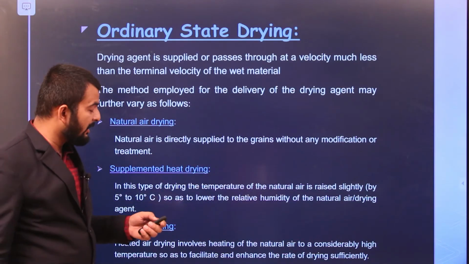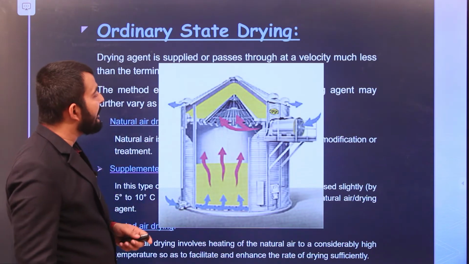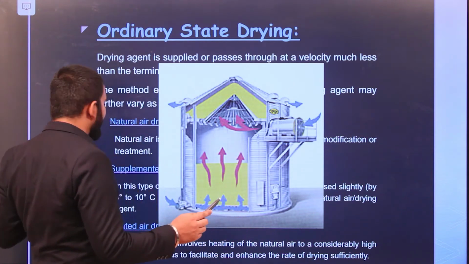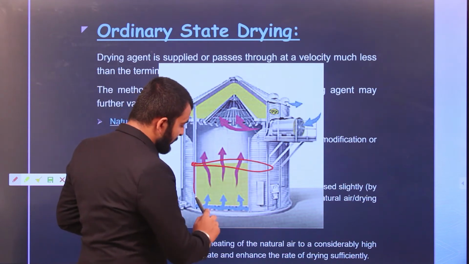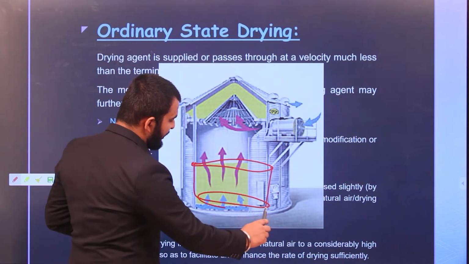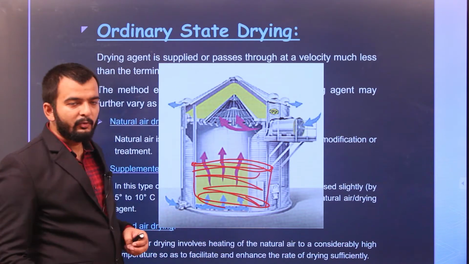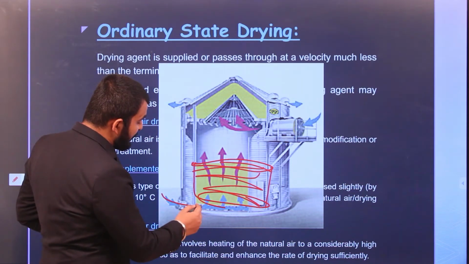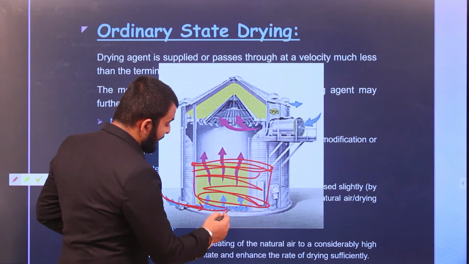So moving on to our next, there is a representation of this ordinary state drying. Your grains will be stored in a silo or a storage container. So these are your grains here, or your food material to be dried. In this ordinary state drying, we are passing natural air, or heated or supplemented air, through the bottom.